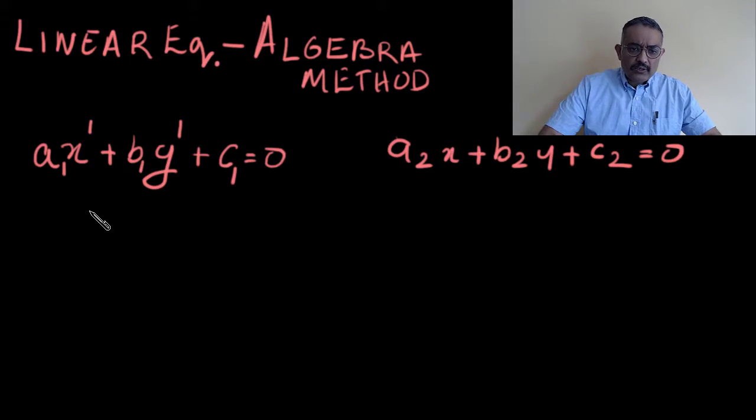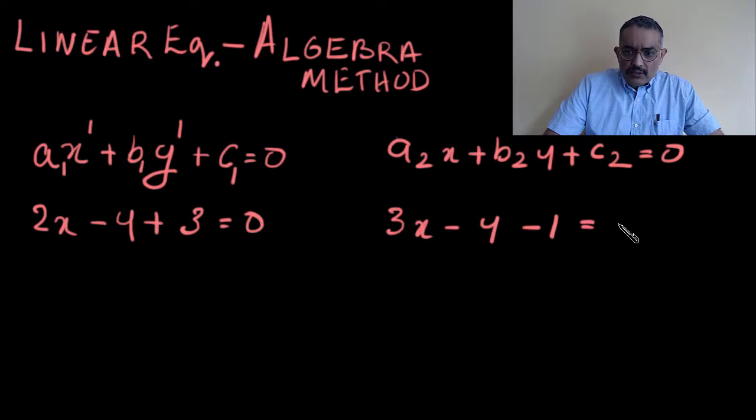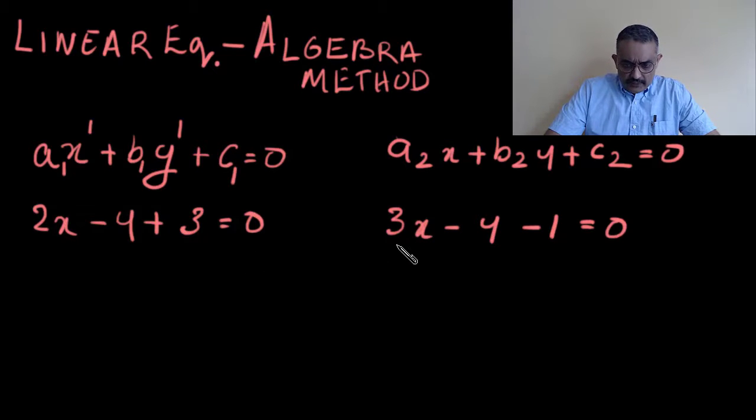Let me now create two examples for us to try and solve. So the first one is 2x minus y plus 3 equal to 0. Second one is 3x minus y minus 1 equal to 0. The key idea of the solution is to isolate a variable and then remove it using two equations.